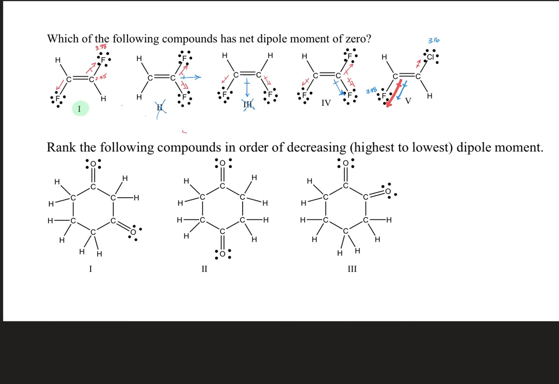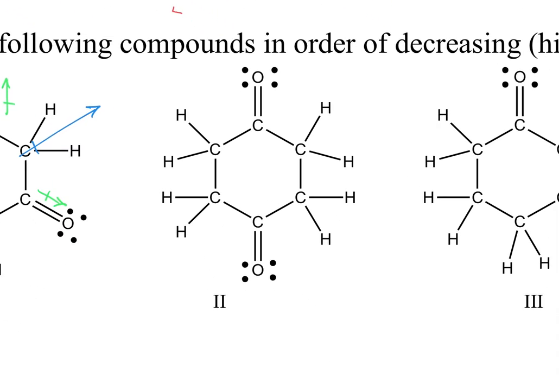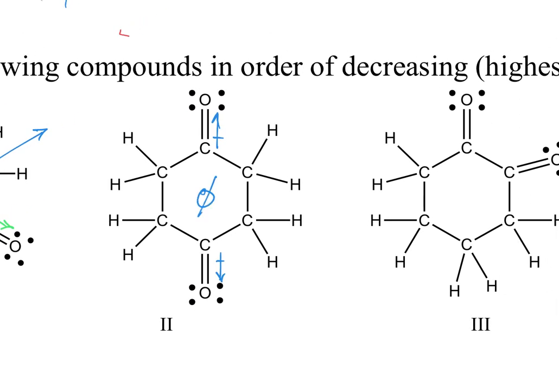And finally, rank the following compounds in order of decreasing, highest to lowest, dipole moment. So what we have here are really just the two CO double bond groups and their effect on polarity. Oxygen is more electronegative than carbon, so you're getting in that direction versus this. So the net dipole will be in the middle like that. For here, you have up and down. So those are going to have a 0 dipole moment.